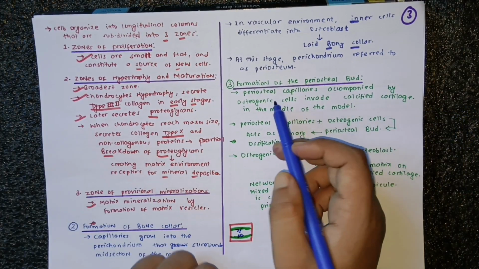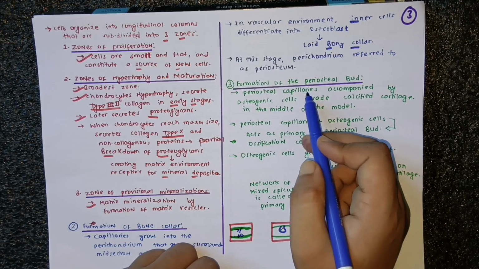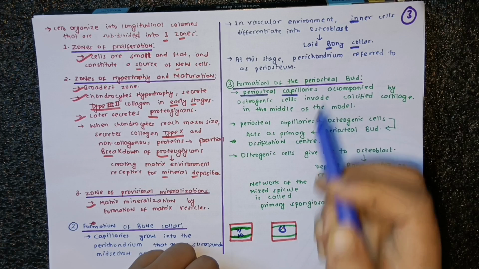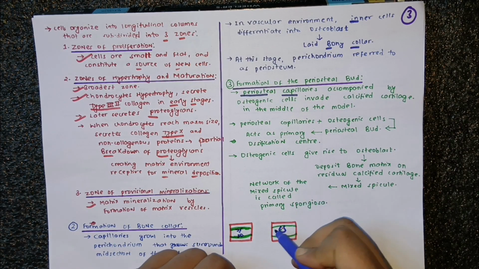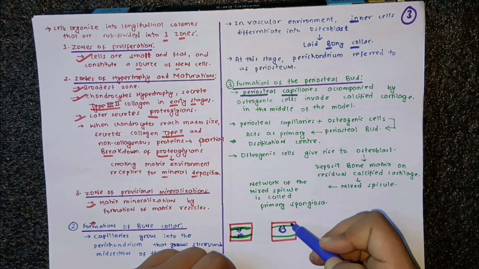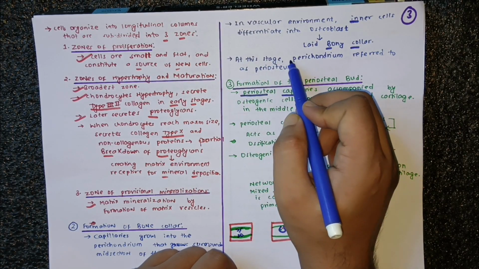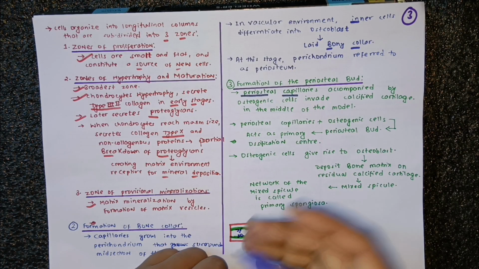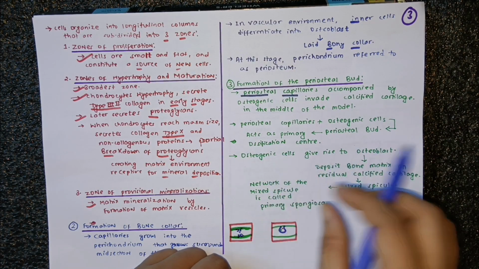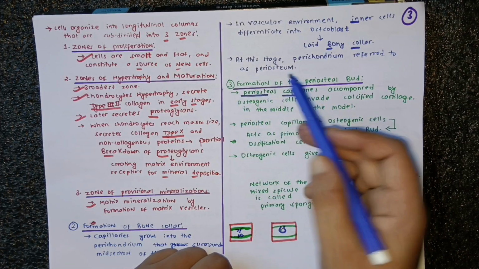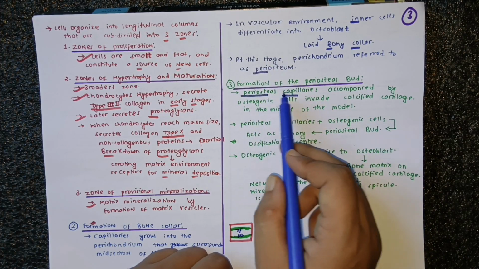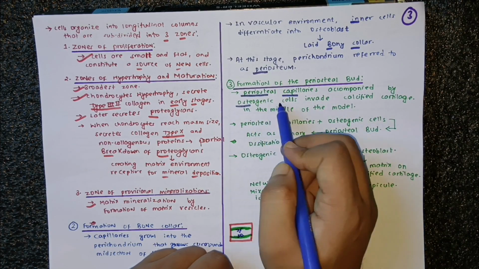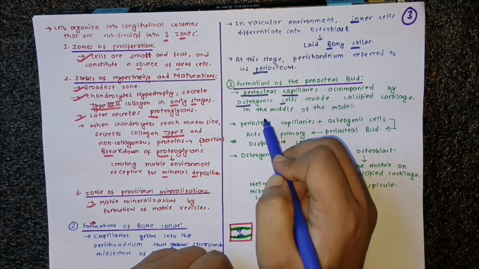After that, we can see the formation of the periosteal bud. So periosteal capillaries accompanied by the osteogenic cells. Periosteal means at the periosteum. So capillaries at the periosteum, as I have written here at this stage, perichondrium. This is a perichondrium, green color, but with the development of these capillaries and the proper vascularization and the proper development of the bony collar, the perichondrium is referred to as a periosteum. So the capillaries that are associated with the periosteum are the periosteal capillaries, and they are accompanied by the osteogenic cells, embedding the calcified cartilage in the middle of the model.